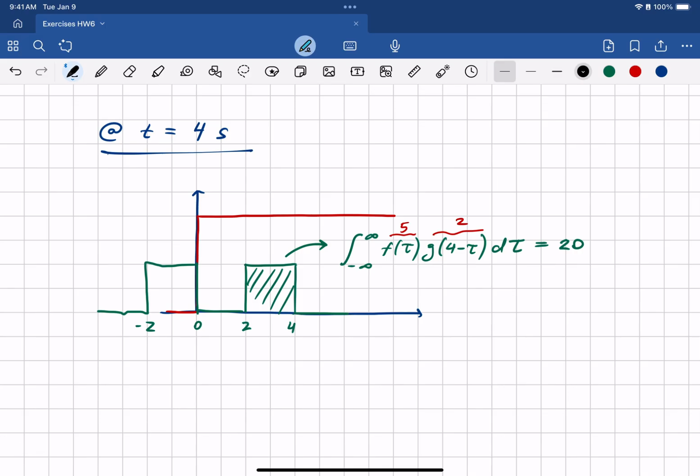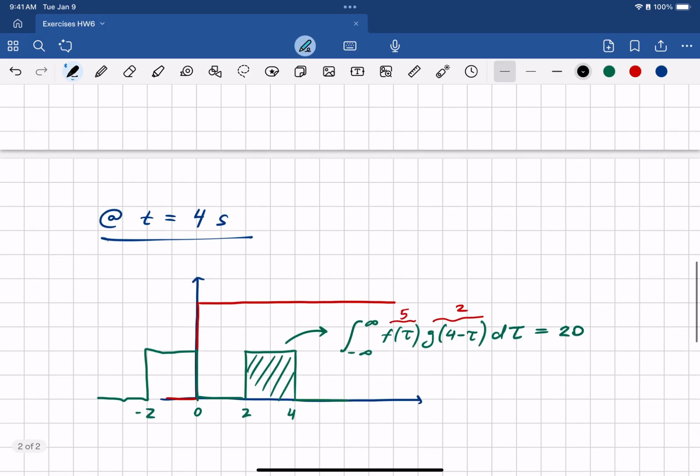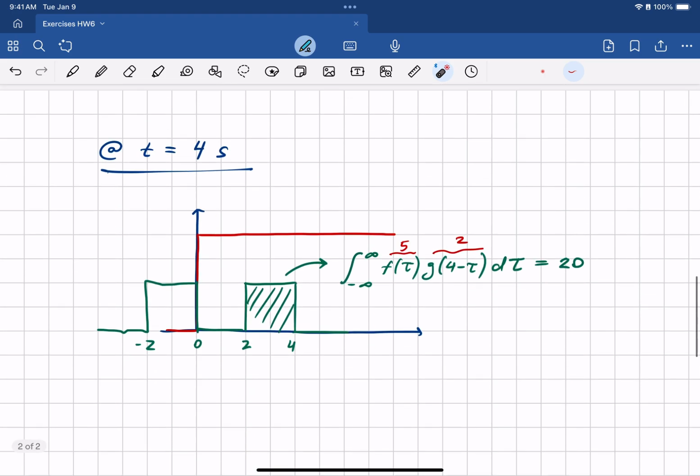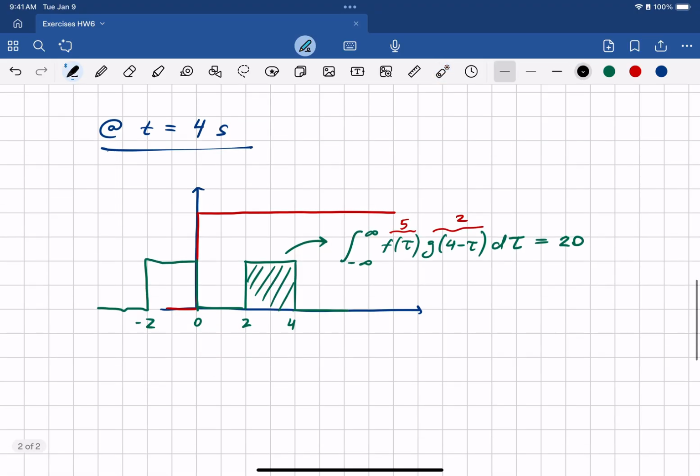Okay. But you know that was the point of doing t equals 2, right? At t equals 2, we're going to have the whole pulse here. For t equals 1, we have the integral being 10. For t equals 2, we're going to have 20. And for t equals 4, we still have 20 because we're not adding anything to the convolution. We're multiplying 0 here, essentially, right, for this delta time.